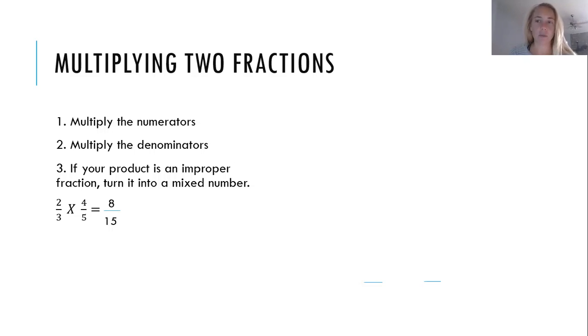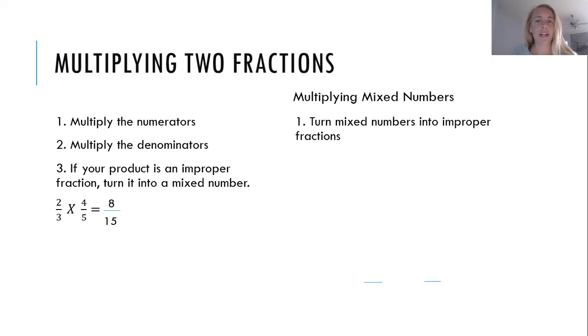Now let's talk about when you're multiplying two mixed numbers. When you're multiplying two mixed numbers, step one is to turn the mixed numbers into improper fractions. We do that by multiplying the whole number times the denominator and adding in the numerator. The product that you'll get from that is going to become your numerator and your denominator stays the same. I'll show you what I mean by that.